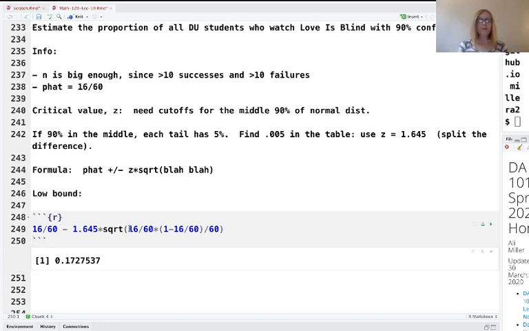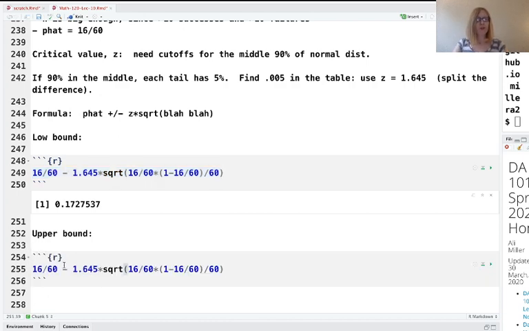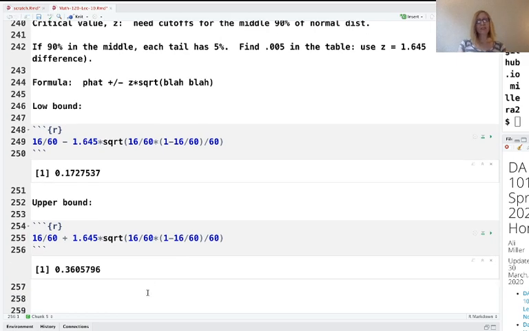If you want to, you could ask your calculator what 16 out of 60 is, but I wouldn't do it. It's going to be a really long decimal number, and that's actually harder to type in than just 16 out of 60. Also, if you round it too much, then you might not get a very good answer. So I really recommend doing it this way. For the upper bound, it's going to be exactly the same thing, except we're going to do plus. So I'm copy pasting, I'm putting a plus in right here. And when I run this stuff, I get 36%.